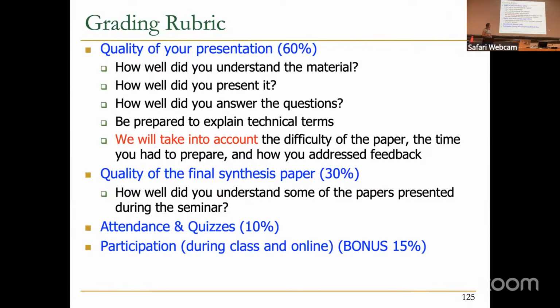And lastly, you're going to be awarded some bonus points when you have a very active and creative, let's say, participation in the way the class is conducted. This means asking questions, thinking, and making sure you speak your mind when you have any ideas about the papers you see presented.